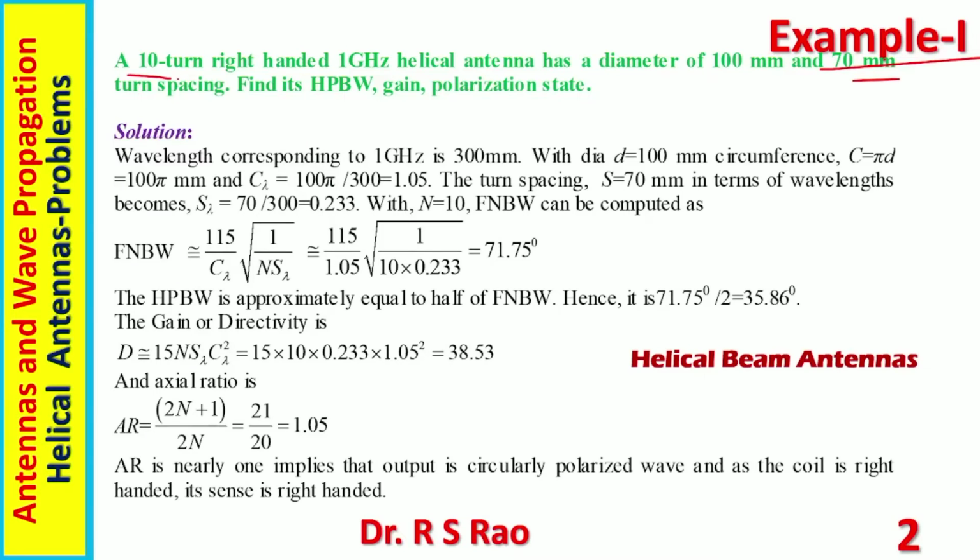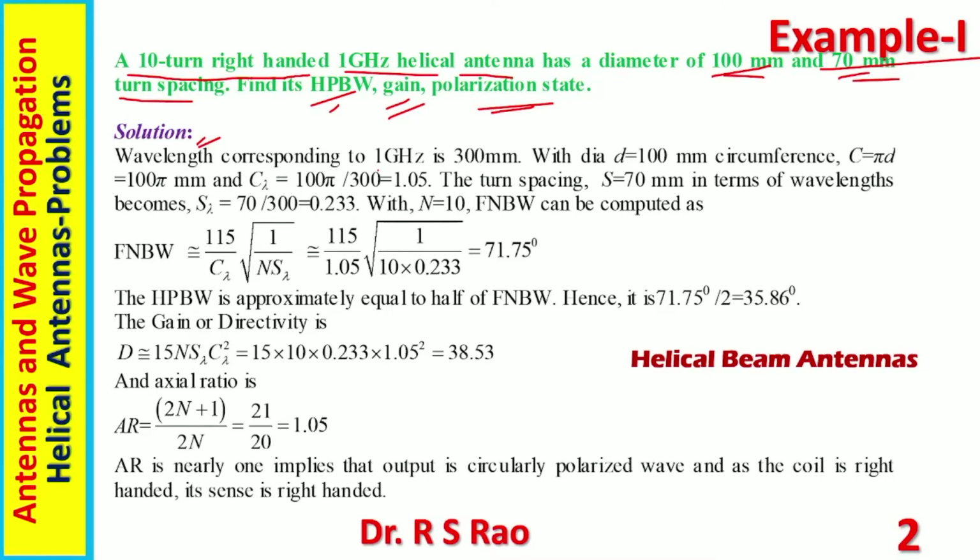A 10-turn right-handed 1 GHz helical antenna has a diameter of 100 mm and 70 mm turn spacing. Find its half power beamwidth, gain, polarization state. This is the problem. We are asked to find beamwidth, gain, polarization state. Number of turns is given, frequency of operation is given, diameter of the coil is given, and turn spacing is also given. Now let us proceed.